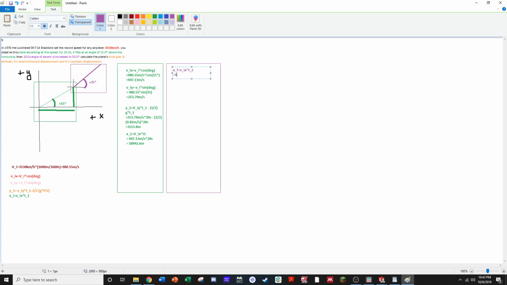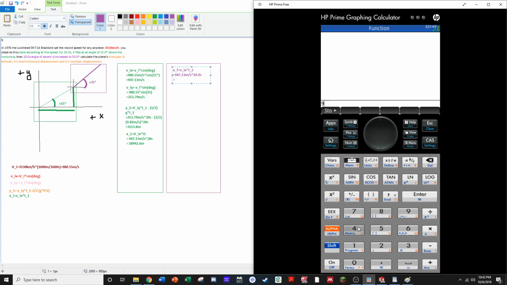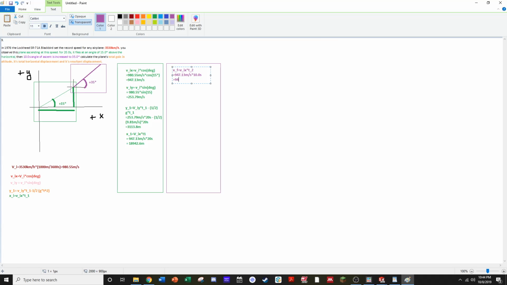So that is 947.13 meters per second times, and then the time spent is 10.0 seconds. So we're going to plug that in. So that's 947.13 times 10, and that's going to equal 9,471.3 meters. That's how far we've flown in the x direction.